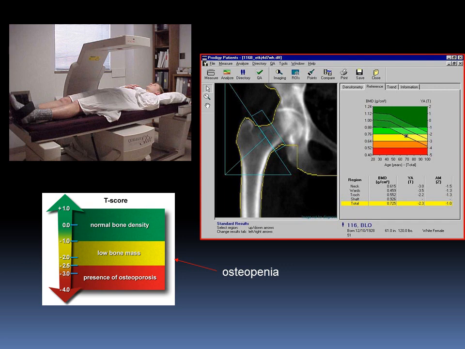Well, if we look down on the left hand side to this t-score, anything above a -1, so -0.9999, is considered normal bone mineral density. Between a -1 and a -2.4999 is low bone mineral mass, which for this individual would mean that they've got osteopenia. If you've got a -2.5 and below, then there is presence of osteoporosis.